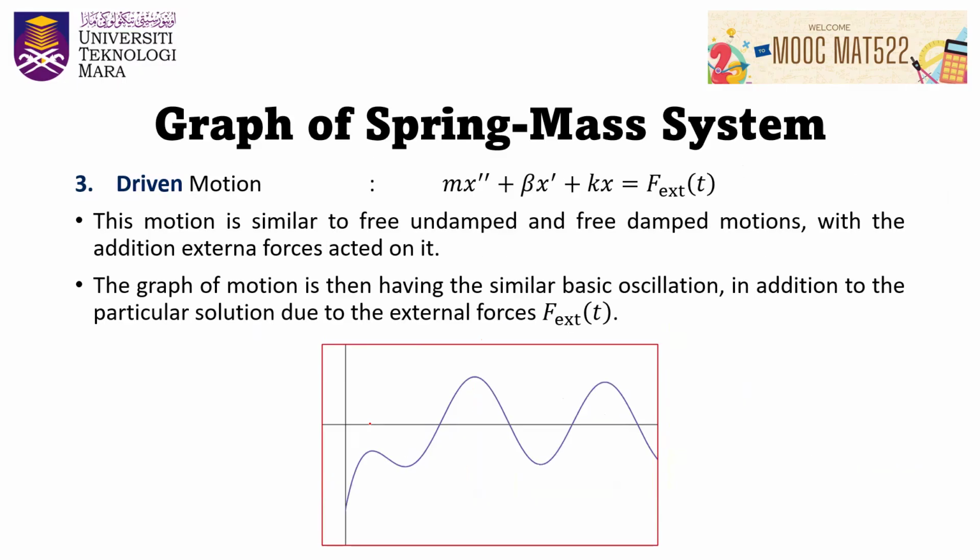Now, in order for us to look at the driven motion, the third type, we have the model mx double prime plus beta x prime plus kx equals to external force. This motion will be similar to the free undamped and free damped motion with the additional external force acting on it. In other words, the graph of motion will have similar basic oscillation from the homogeneous part of the equation, in addition to the particular solution due to the external force for the non-homogeneous term.